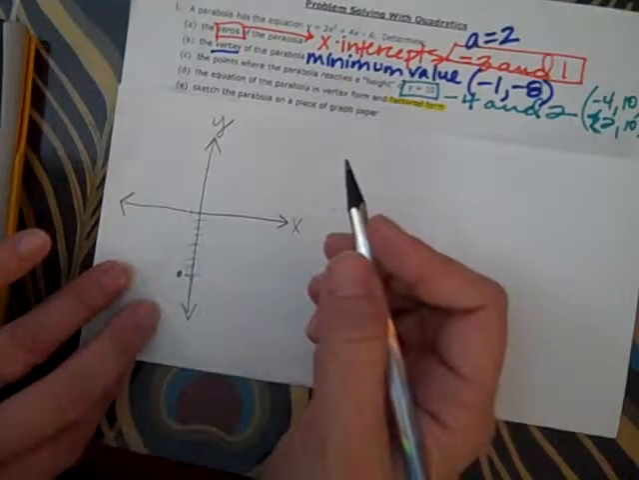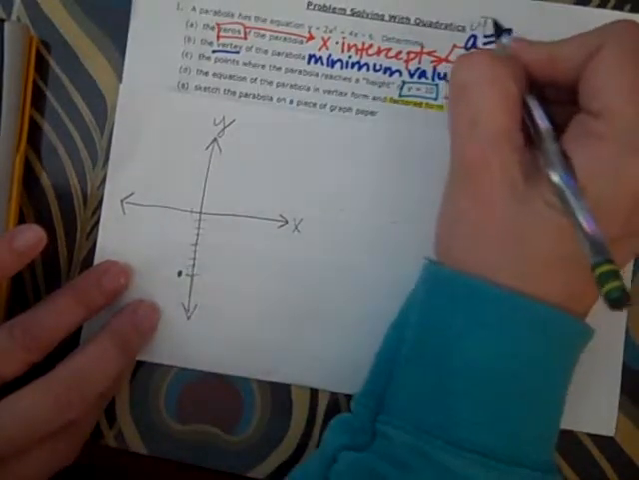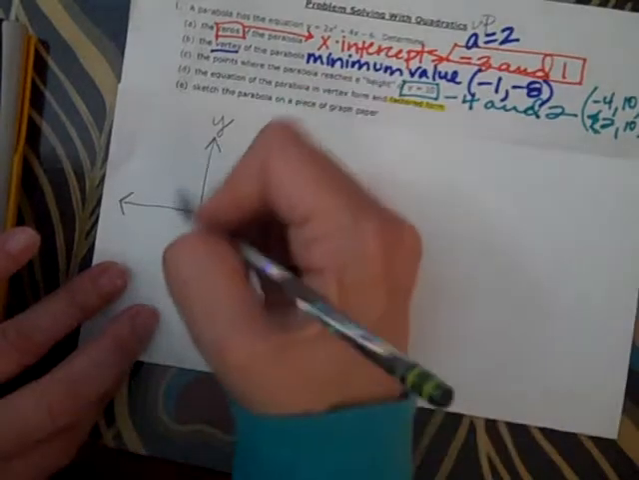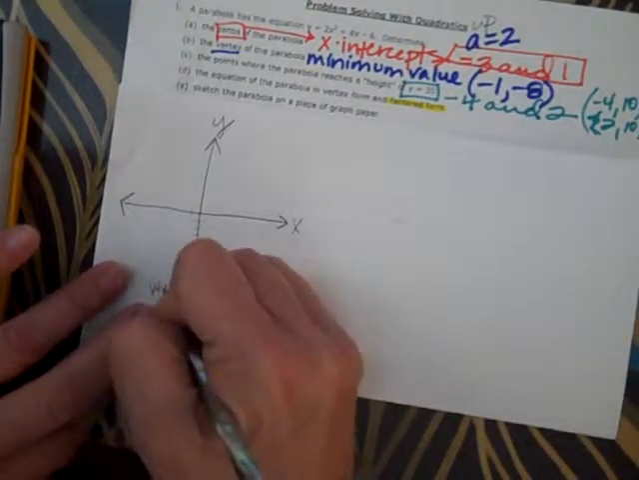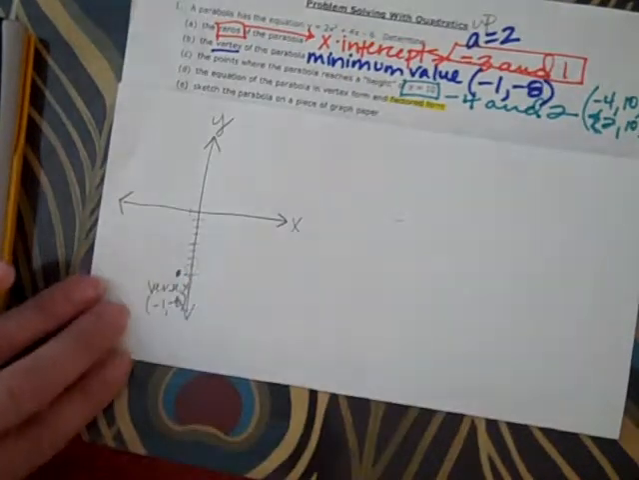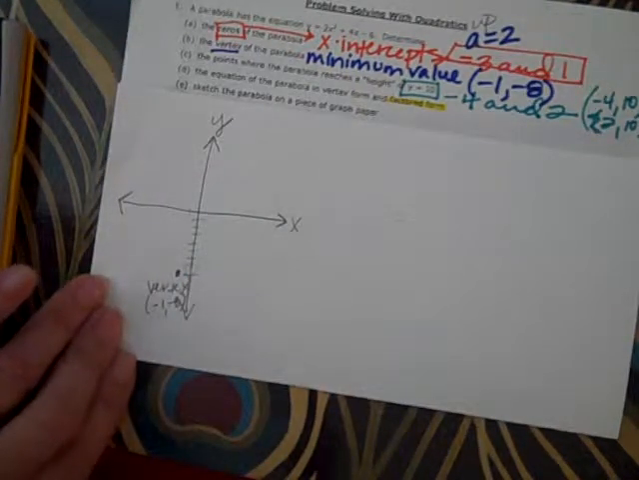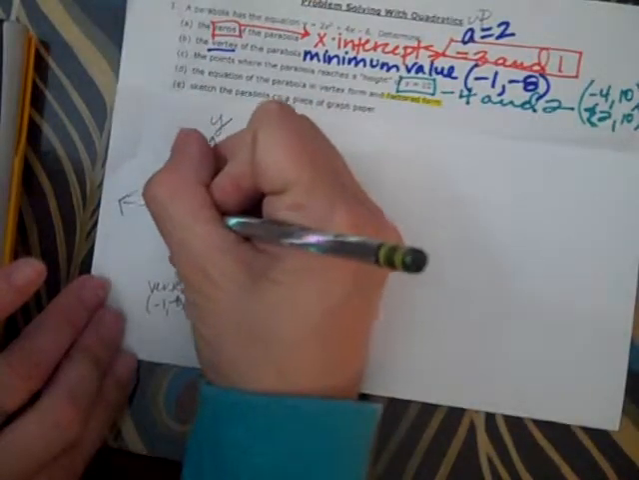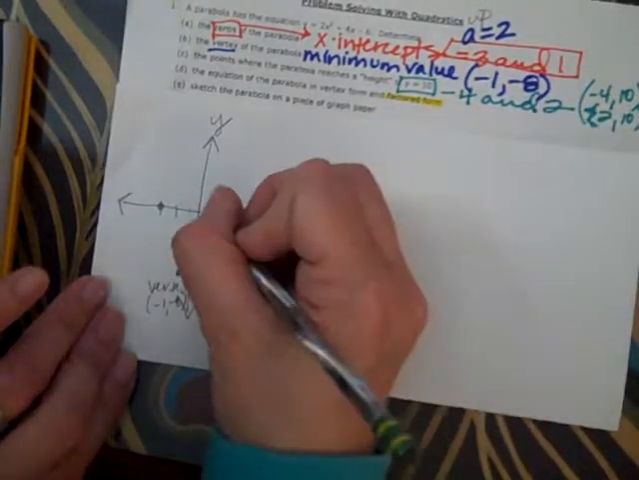This parabola is going to open upwards. I know that because the A value is 2. So there's my vertex. I'm going to label it vertex. It is negative 1 comma negative 8. Since this is not a great piece of graph paper, this is hitting the x-axis at negative 3 and 1. Well, this sketch is going to turn out all right.